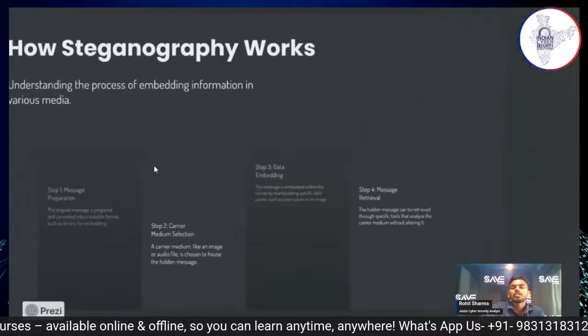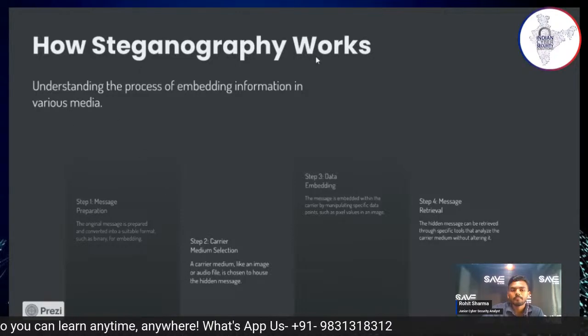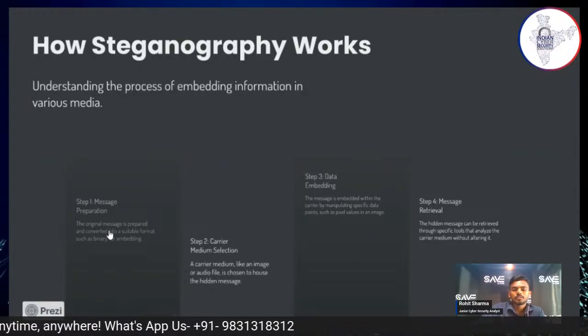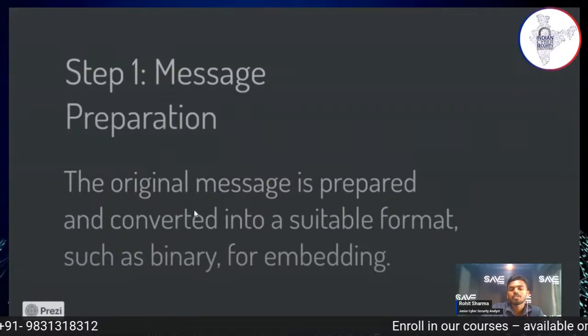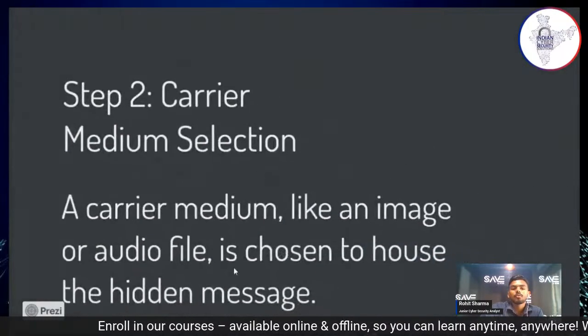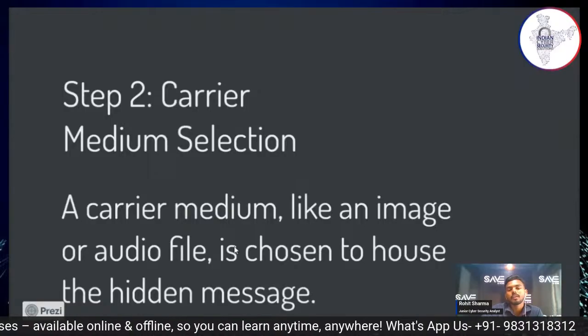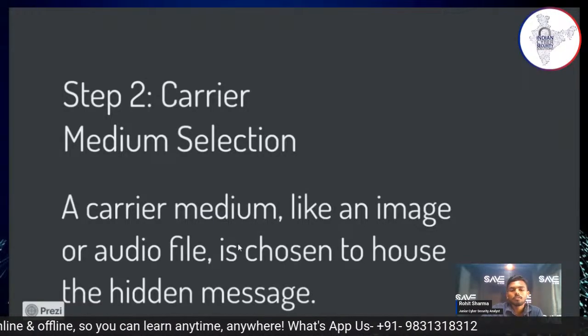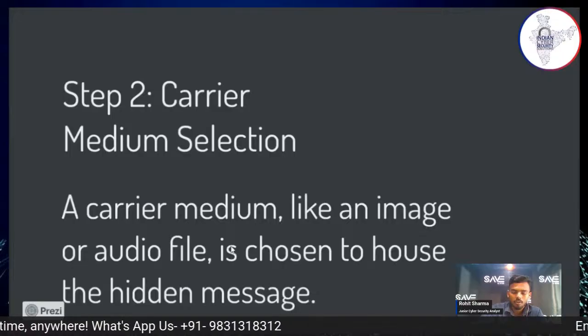Next one, how steganography works, the working of steganography. First, message preparation. We will create a message. The original message is prepared and converted into a suitable format such as binary for embedding. After that, we go to carrier medium selection, a carrier medium like an image or audio file. We can choose the image file here. If you need the audio file, I will give you the details of how to encode and decode it.